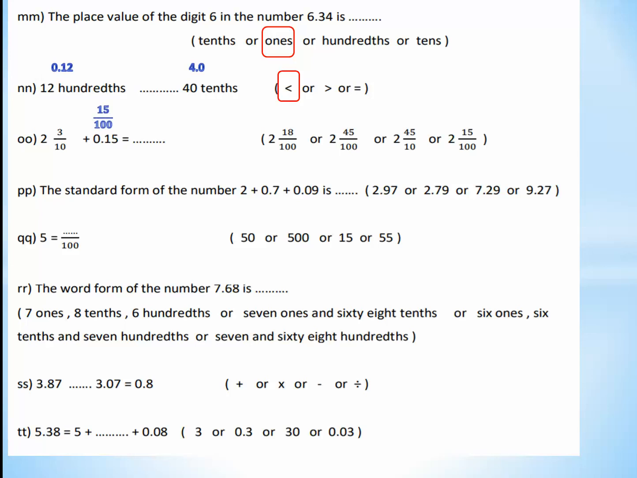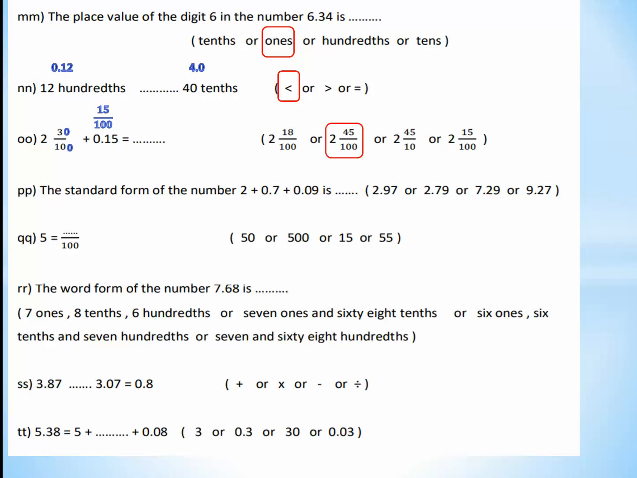0.15 means 15 over 100, and we will put 0 as ones here, so 3 over 10 will be 30 over 100, and let's add. 30 plus 15 equals 45, so it will be 2 and 45 hundredths.